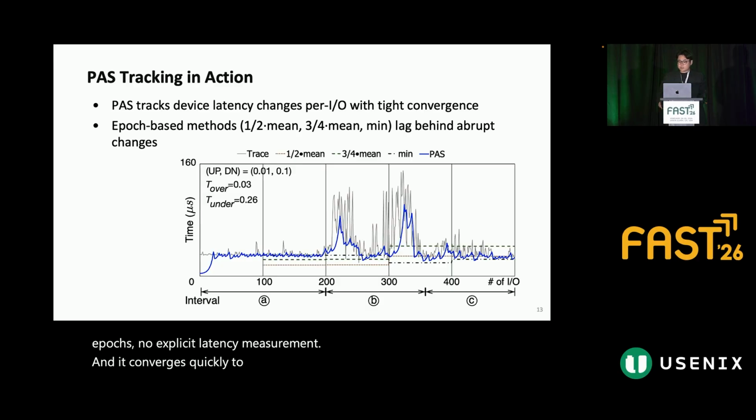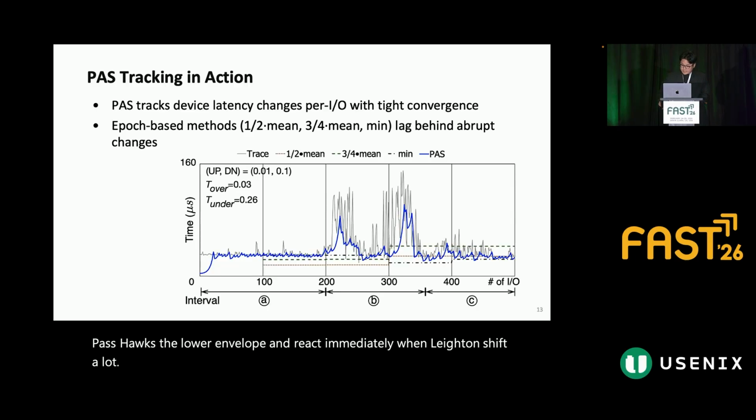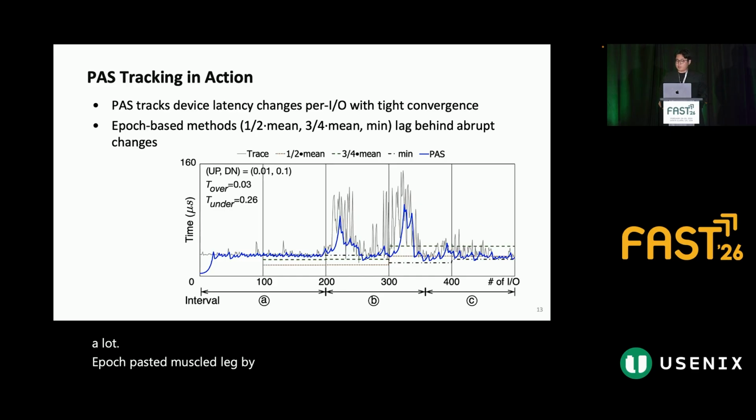Here's what that looks like on a real trace. PAS hugs the lower envelope and reacts immediately when latency shifts a lot. Epoch-based methods lag by design and need multiple epochs to recover. So PAS gives us promptness and accuracy with almost no added complexity.